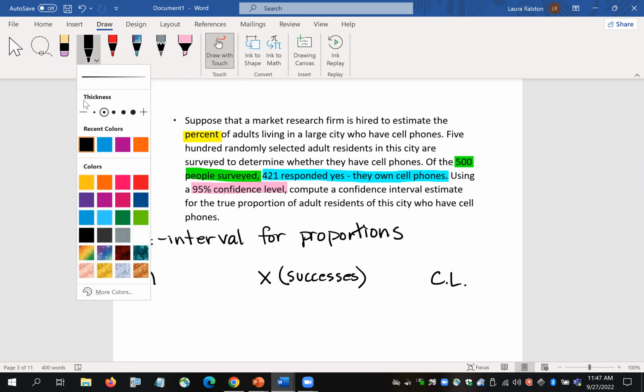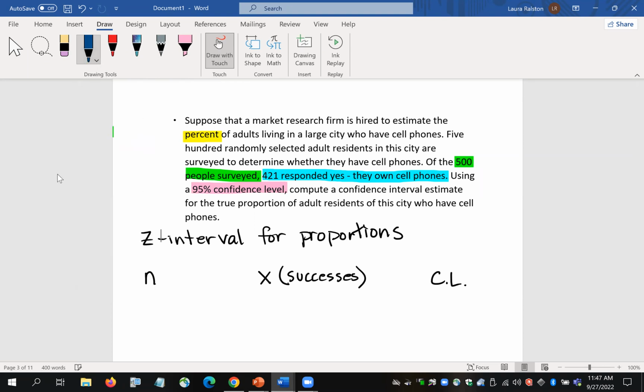Catrice, you have a question? Yes, ma'am. What showed you that it was the Z interval? Did you say it was the percentage? Well, what showed me that it's going to be the Z interval for proportions is, one, nowhere in that paragraph does it talk about the mean or the average, but it does talk about the percent. So that's the clue. Okay, thank you. My confidence level is given as 95%.